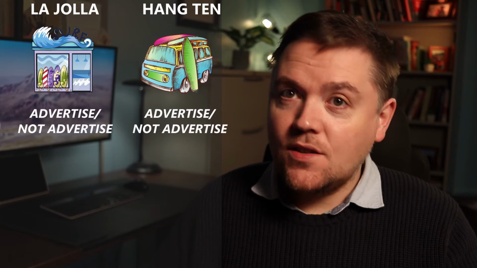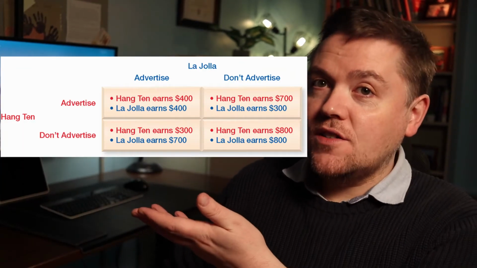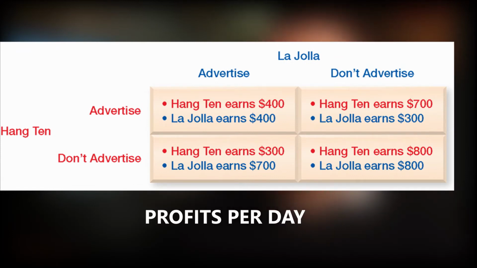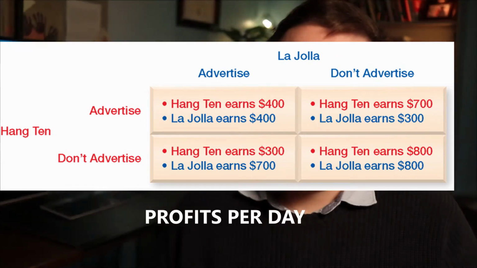In our next game, we've got 2 surf shops, La Jolla and Hang 10. Those are our players, and they have strategies. They can either advertise or not advertise, and they have payoffs, as you can see in the graphic on screen. These numbers represent profits per day, net of any advertising costs.